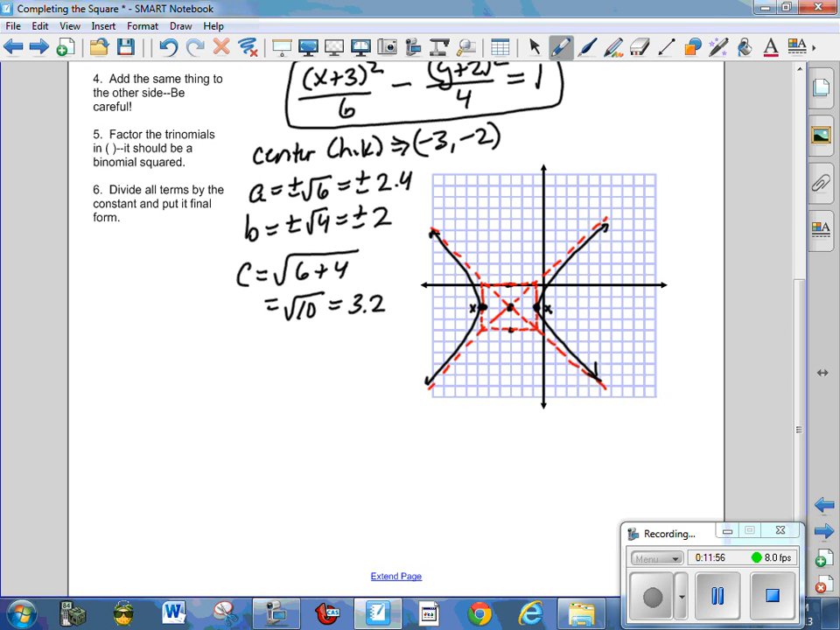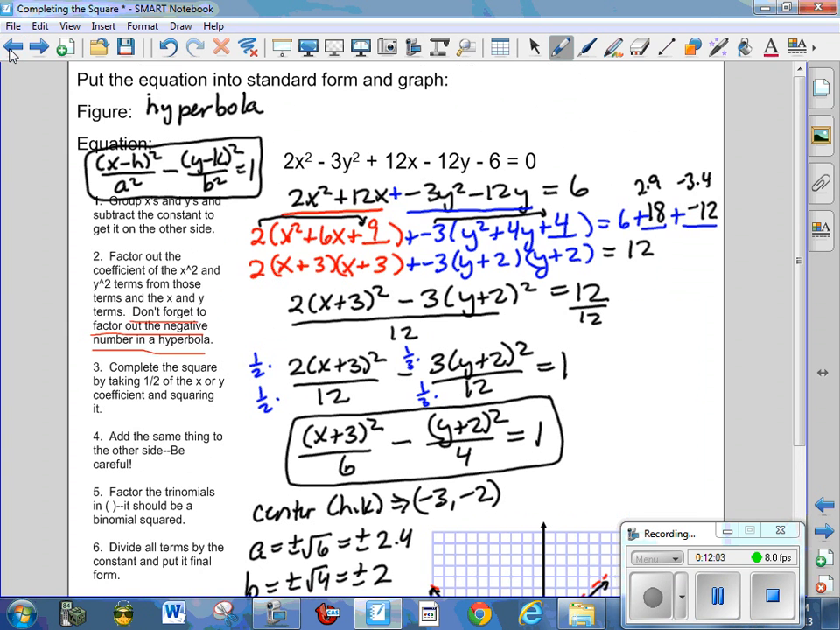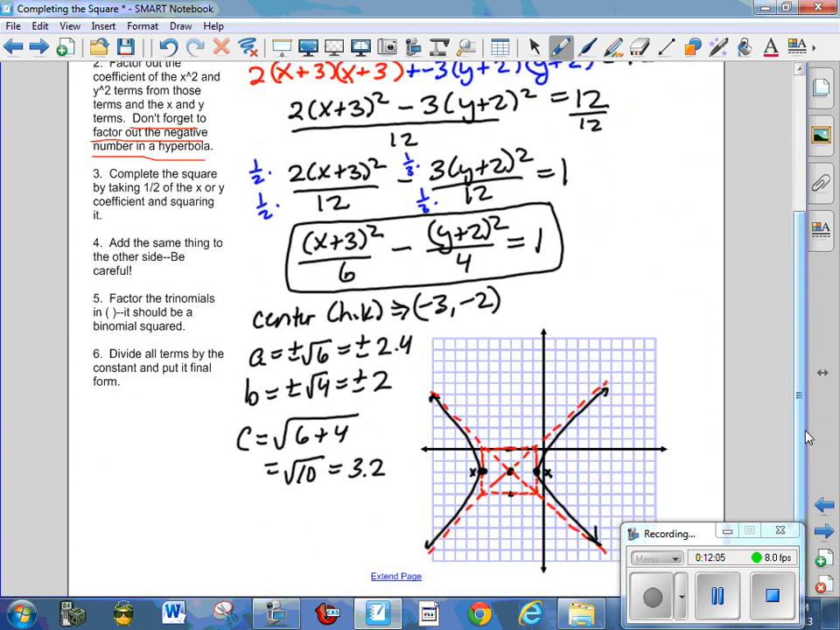Now the next problem, I want you to try yourself. If you think you can do this, try it yourself and try to draw it and graph it. So stop the video and try to do it, and then turn the video back on and check your answer. And if at any point you get stuck, go ahead and turn the video back on.